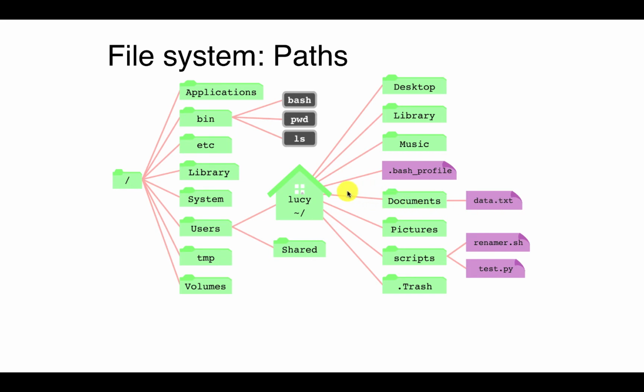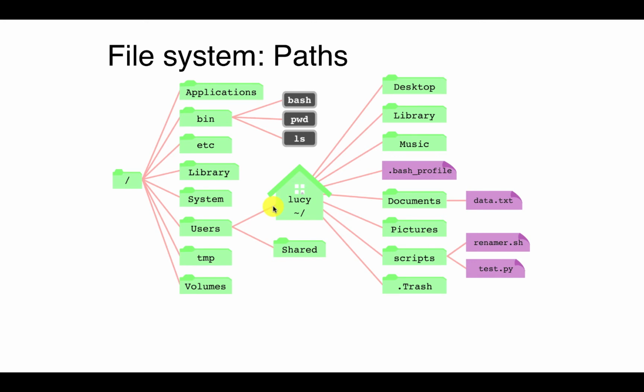An absolute path is where we provide the full path starting either at the root or from the home directory. See this little squiggly line? It's called a tilde. You can do this tilde slash from anywhere, and it knows that you're talking about this home directory.